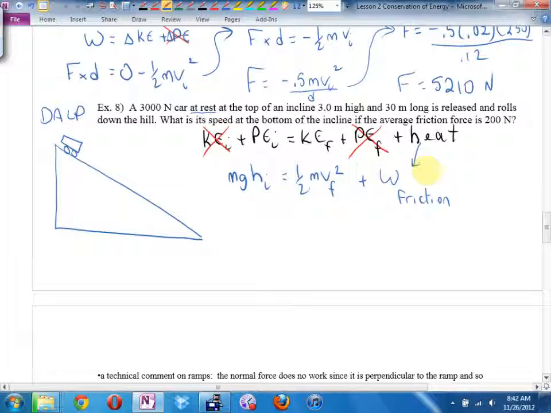Work is what times what? It's force times the distance. I think if I take this distance, because that's where friction is acting, in that direction along that ramp, the heat is going to be the friction force times the distance of the ramp. I think I can say mgh initial equals a half mv final squared plus the force of friction times the ramp distance.